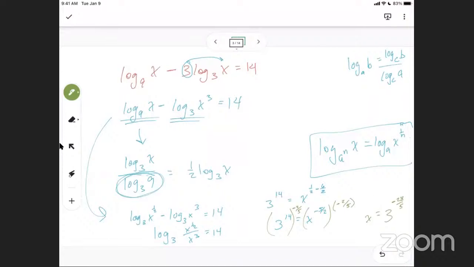Do you have the answer key for this one? No. That just does not seem like the correct answer. Yeah. I mean, we could check it by plugging it in, I suppose.